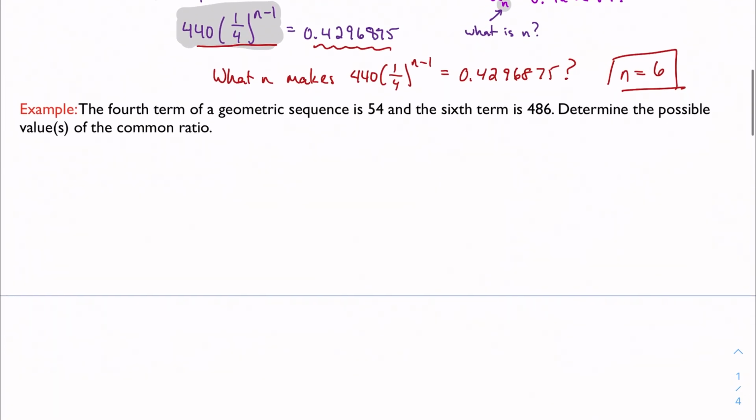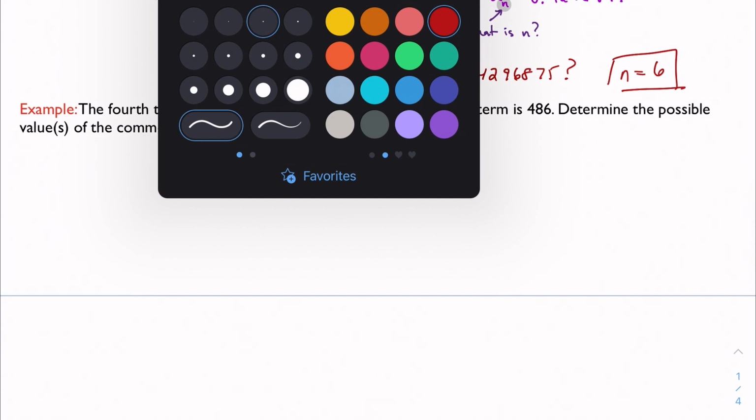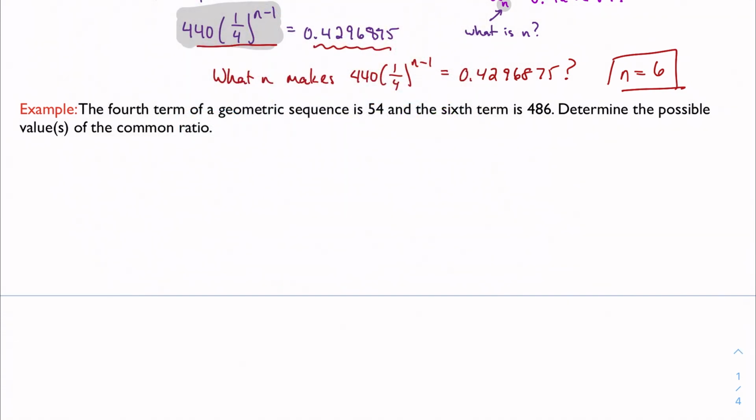So I want to explore one more type of problem in this part of the video. And it's one that's similar to one that we've seen with arithmetic sequences, right? The fourth term of a geometric sequence is 54, and the sixth term is 486. Determine the possible values of the common ratio.